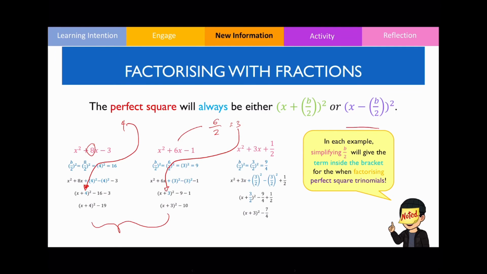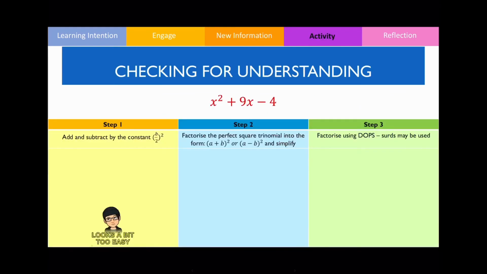So in each example, simplifying b on 2 will give the term inside the bracket when you're trying to factorize it into the perfect square. Please note this down, and this will always apply even with difficult examples that involve fractions as well. What I want you to do now is have a go at this question. This question will have some fractions involved as well. Try your best, give yourself about 3 minutes, and then we'll compare our answers together.